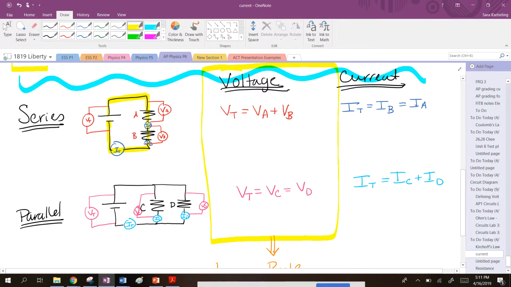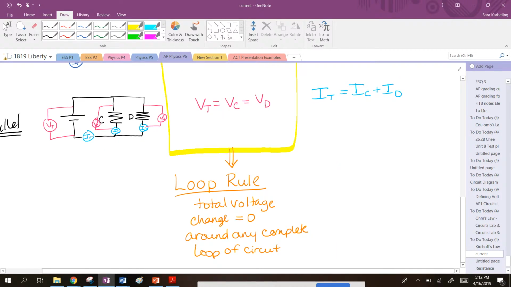They're going to lose some of that when they go across B, and then a little bit more when they go across A. The amount that they lose is dependent on their resistance, but in total, the amount of voltage drop that they lose on A and B has to add up to the total voltage because that's one complete loop, okay?